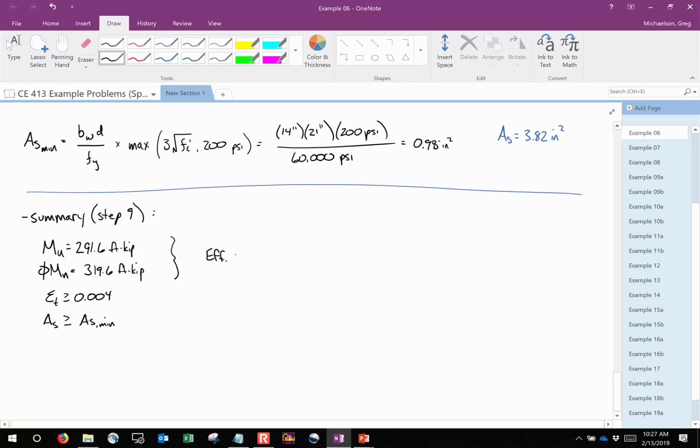The way that we compute efficiency is we take our factored load and we divide it by our factored resistance. And so that's 291.6 foot kips divided by 319.6. And for the sake of discussion, typically because I like to see these in percentages, I'll do that as a unit conversion like I usually do. Let's multiply that by 100 so that we get our answer as a percentage. And so what does that come out to be? Let's write that to one decimal place. 91.2%.